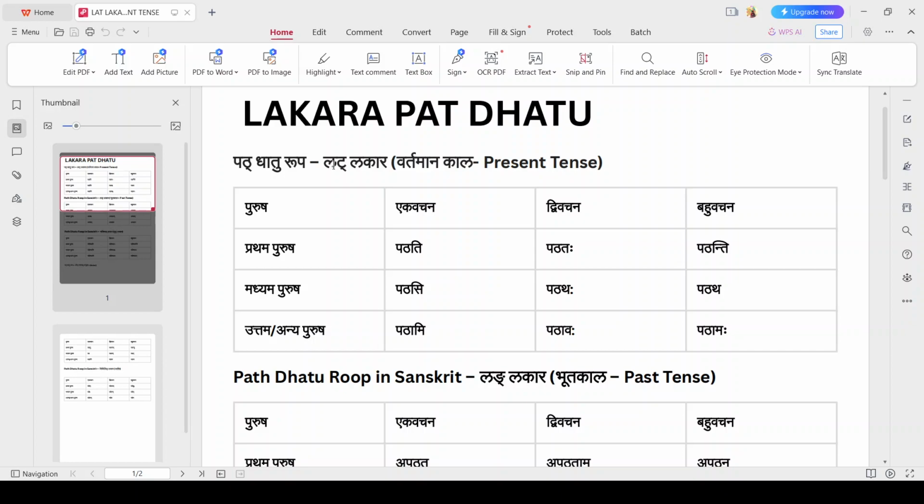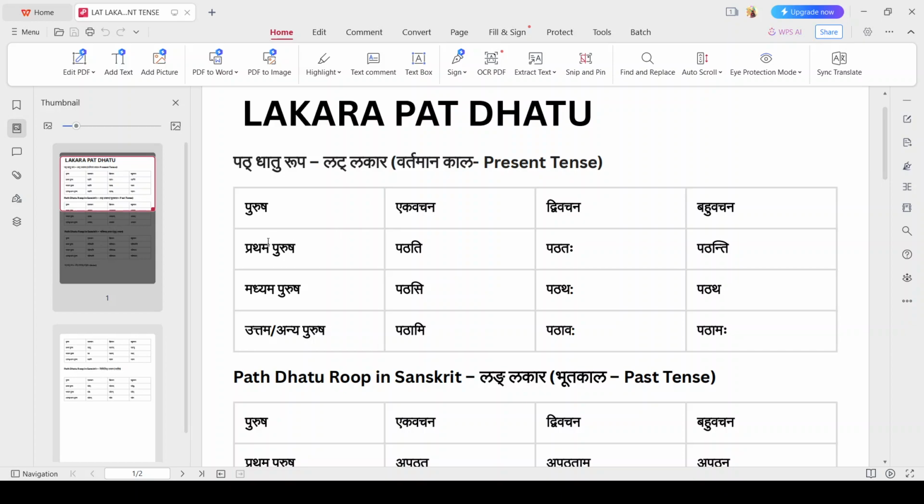That is lakaras or kriyas. We can say that is kriya, verb. So pad is the base verb, like in English we have go, went, gone. Here the base verb is pad, and based on that we create the lakara rupas.